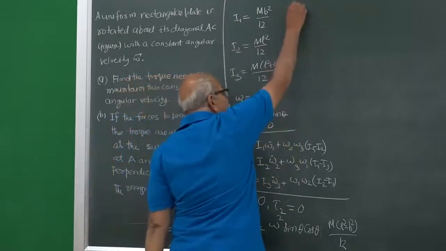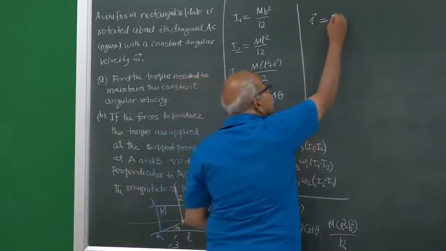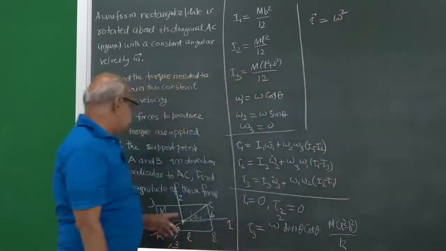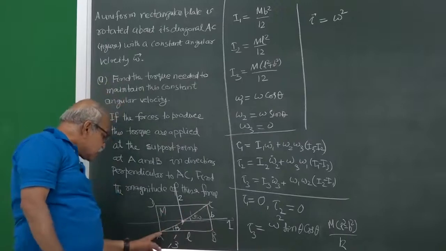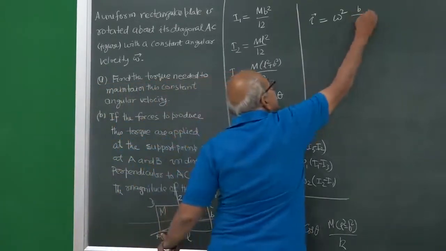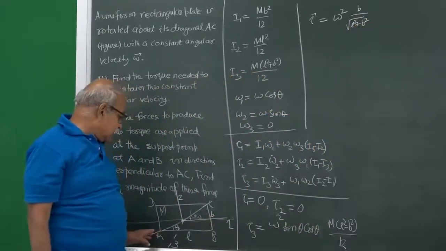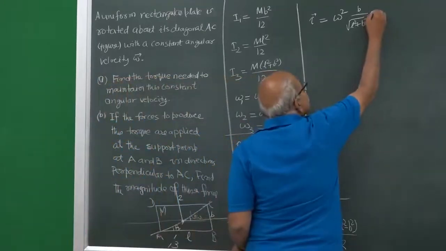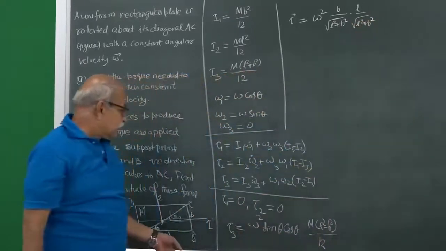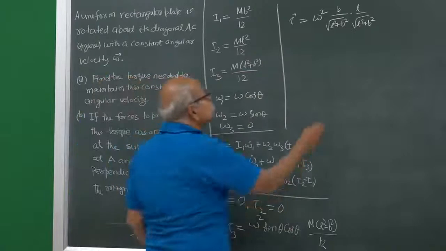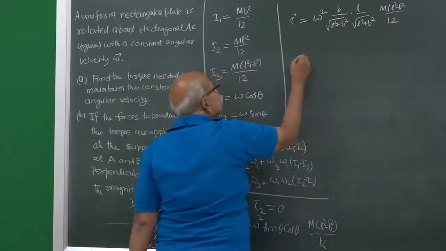So, our torque needed is equal to omega square. What is sin theta and what is cos theta? Sin theta is b divided by square root of L square plus B square, and cos theta is L divided by the same, square root of L square plus B square. So, that is sin theta cos theta, and then m times (L square minus B square) by 12. So, this is the torque.